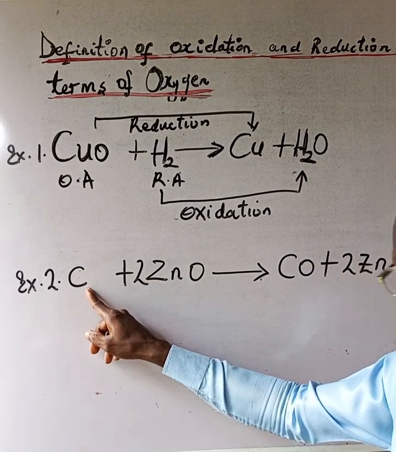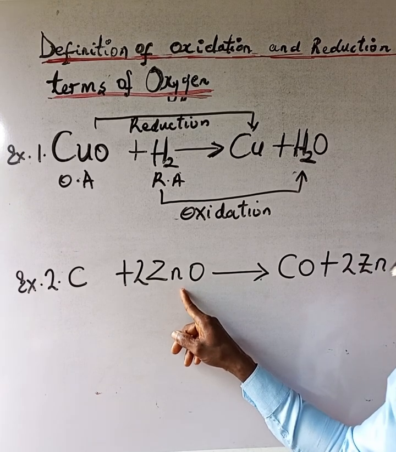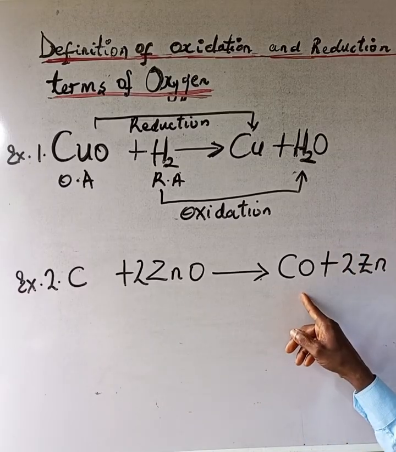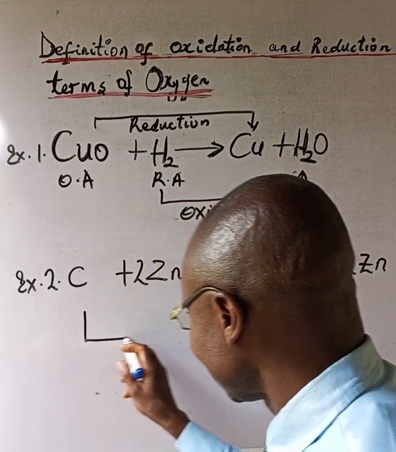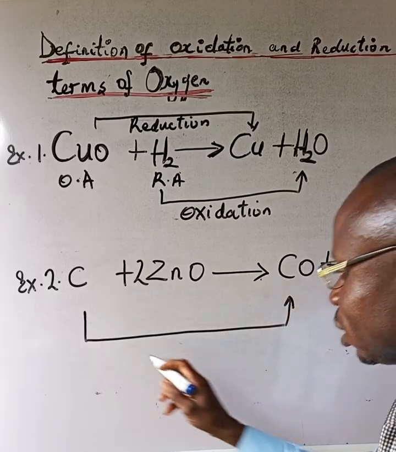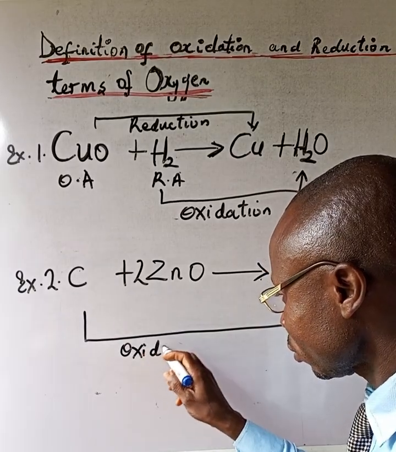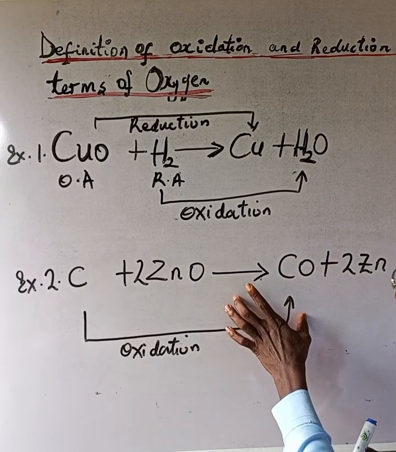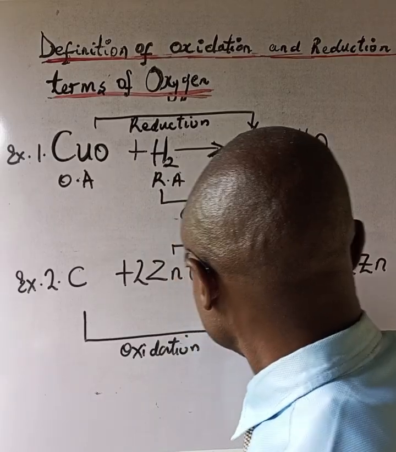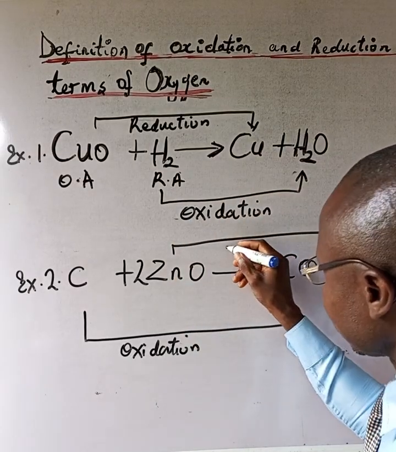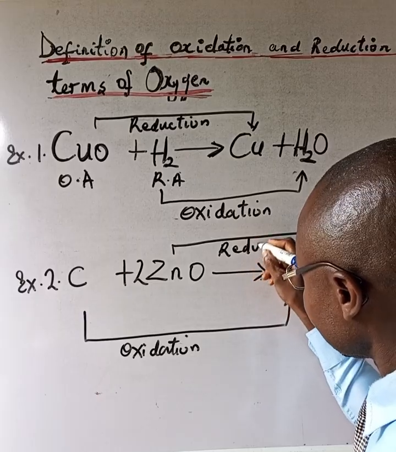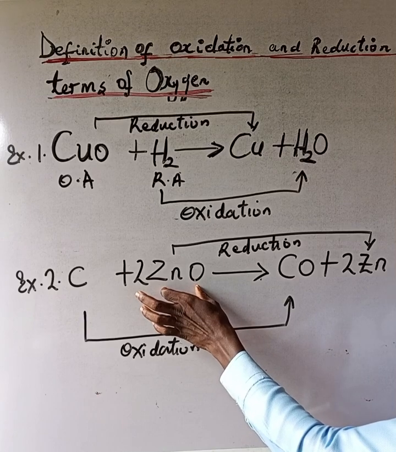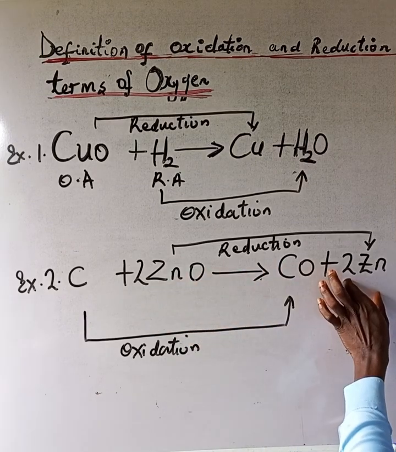So this is carbon without oxygen, while this is an oxygenated substance. Going by this, from here to here, oxygen is added. So we move from this place to this place. We see this is oxidation because oxygen is added to this substance, while from here to this place we say what? Reduction, because oxygen is being removed from zinc 2 oxide to produce zinc metal.